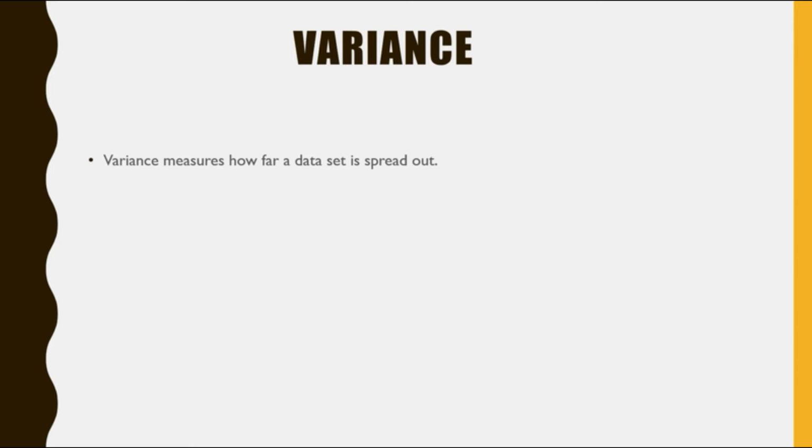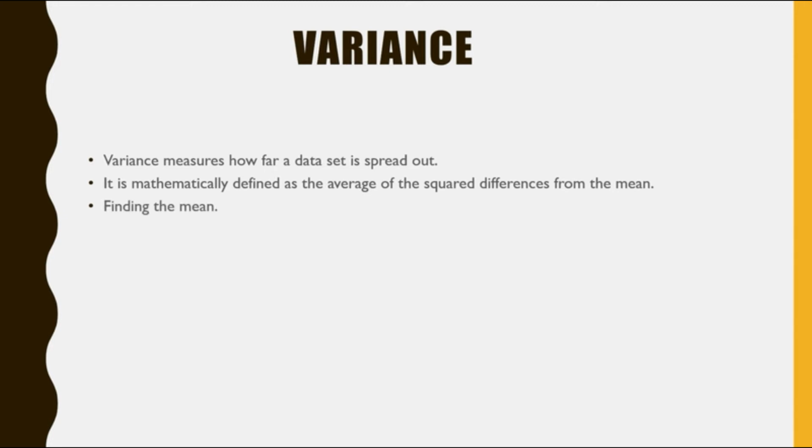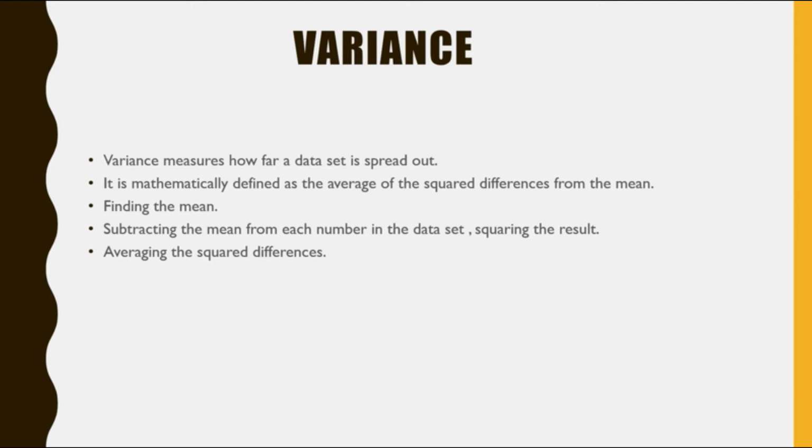But in your data set, variance gives the concept of the average of the squared difference from the mean. What do you mean by that? First of all, you find the mean of your data. Then subtract the mean from each number in the data set, square the result, and average the squared differences. That gives the variance. So finally, what is the mathematical formula of variance? The mathematical formula of variance is sigma squared equals summation of (x minus mu) whole squared, divided by n.